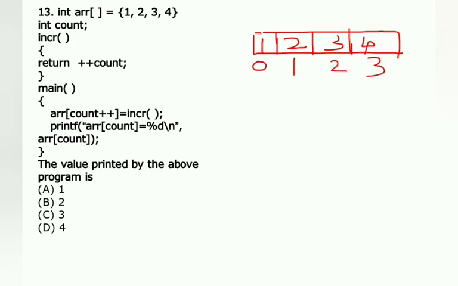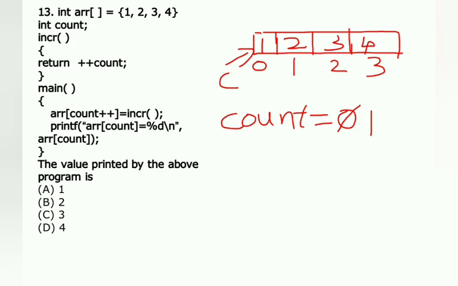Now int count. We are taking a pointer here, that is count. Count will point to the first element here. So it will go to the function increment. Increment returns the pre-increment count value. Here the initial value of count is 0. After entering the increment function, it will return the pre-increment of count. That means the count will be incremented by one value.